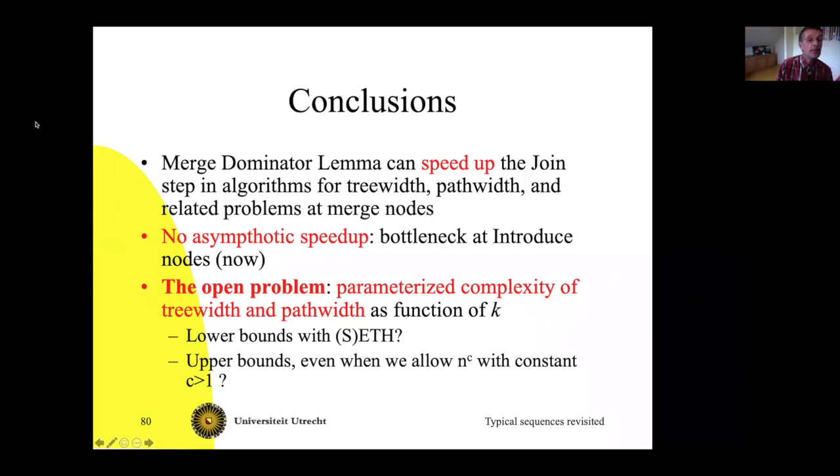Concerning the optimality of the DP routine, consider a vertex set B of size order k in graph G and the family of tree decompositions of width at most k. How large can this be? Yeah, so this is a really good question.